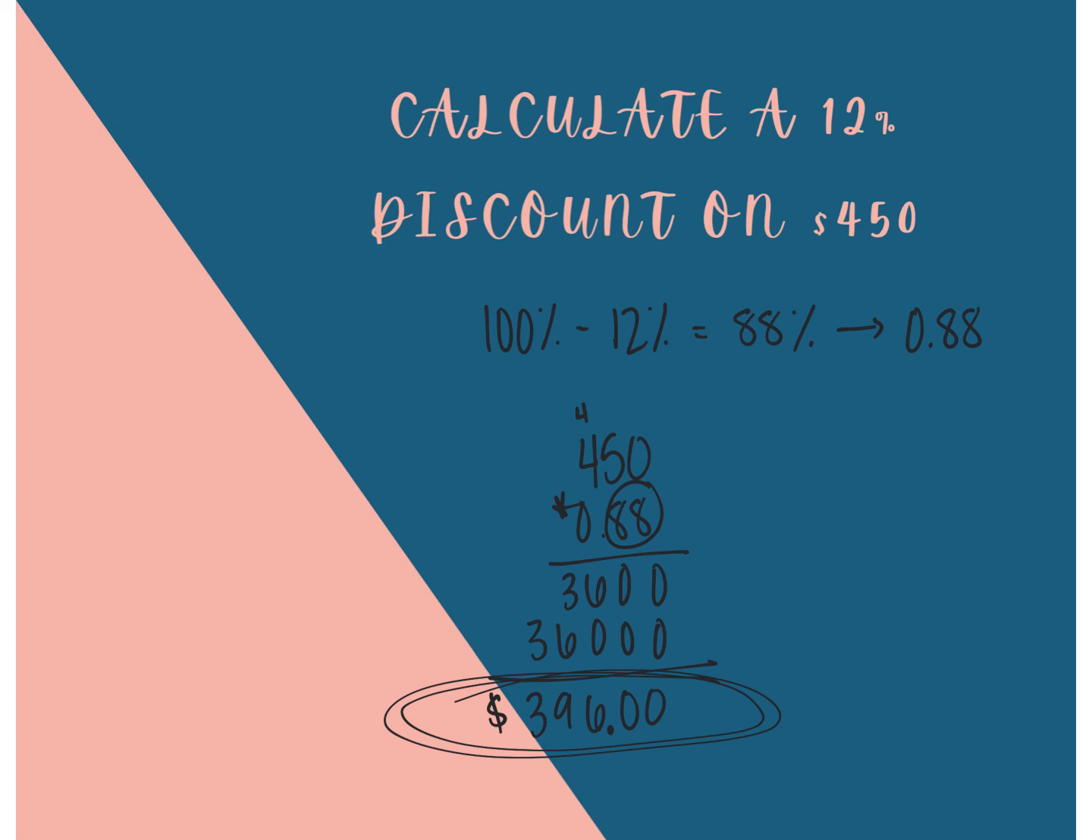Now, can you find 12% separately and then subtract it from the original price? Of course. It's still an accurate way to find a percent off. However, this method presents a method that is a little more efficient in getting to the answer quickly.